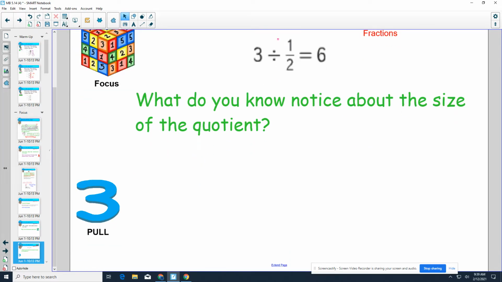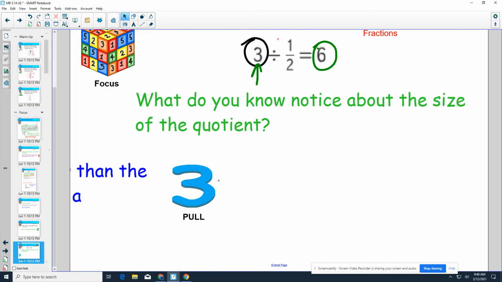And so just like we talked about here, what do we notice? Well, we know that it was 3 yards divided into halves equals 6. So what do you notice about the size of the quotient? Look at our quotient, which is 6, and then look at our dividend. We started at 3, and then we divided it into halves and we ended up with 6. So you notice we divided 3, our dividend, by a divisor less than 1 to get a quotient of 6, which is greater than what we started with.